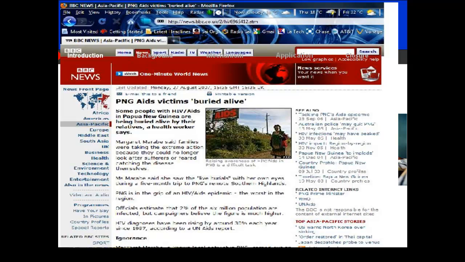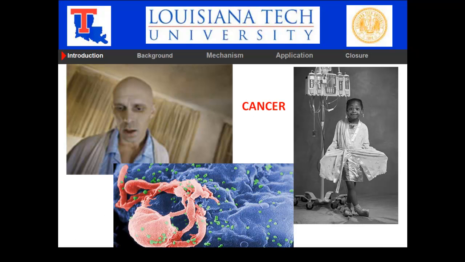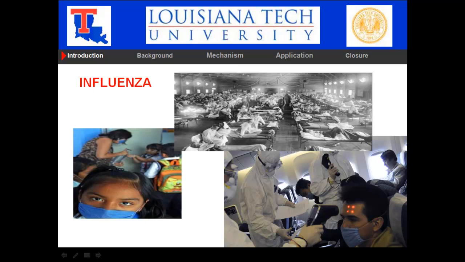AIDS patients do not only die of AIDS, they also die of social stigma. In Papua New Guinea, AIDS patients are buried alive to protect other family members from acquiring this disease. Cancer is another such disease we know that causes high mortality. If cancer were detected early, then metastasis could be avoided and recurrence could also be avoided.